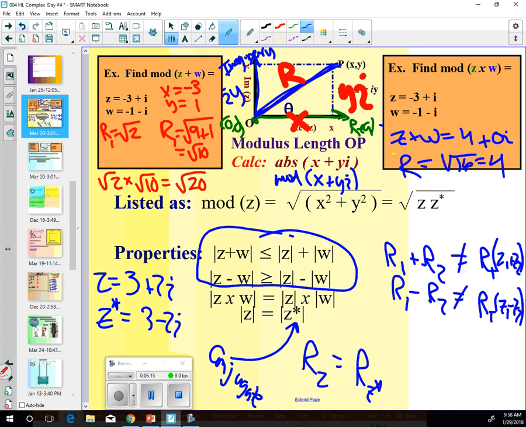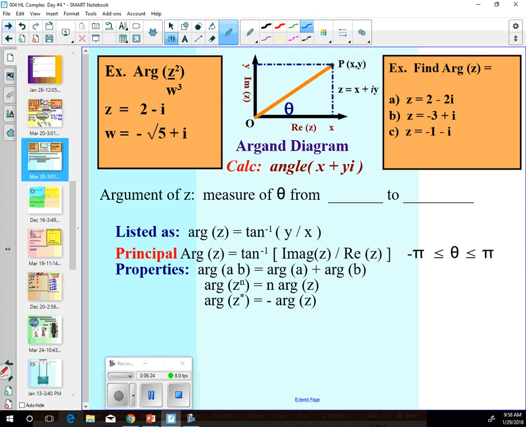Okay, so that's the modulus. It's just the square root of x squared plus y squared. This is the formula right here. Now, that's the easy one. The icky one is the angle. But we can do it.